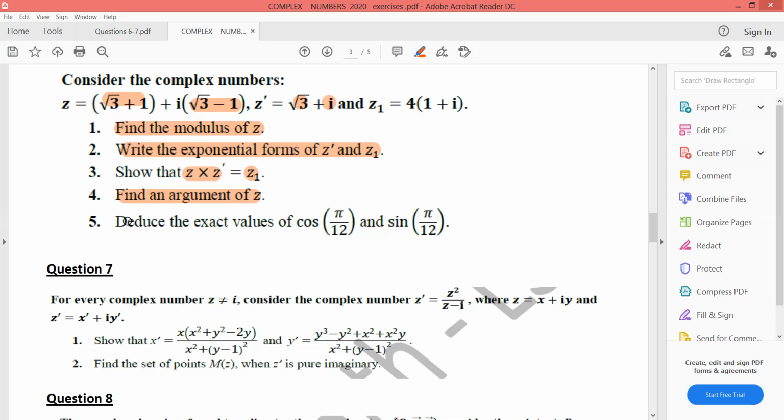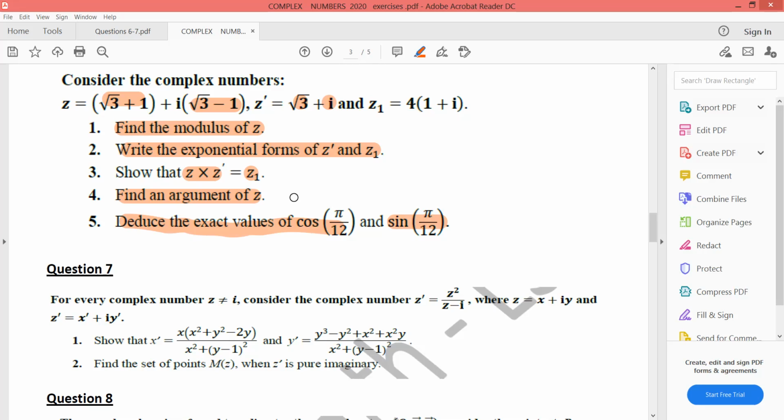Yes. Deduce the exact value of cosine pi over 12 and sine pi over 12. How to deduce the exact value of cosine pi over 12 and sine pi over 12? It says deduce, meaning from question 4 we do it. Yes. Sir, we have a form and the second one, do we make real part equal to real part? Which complex number do you mean? Z. Z. So we have two ways.